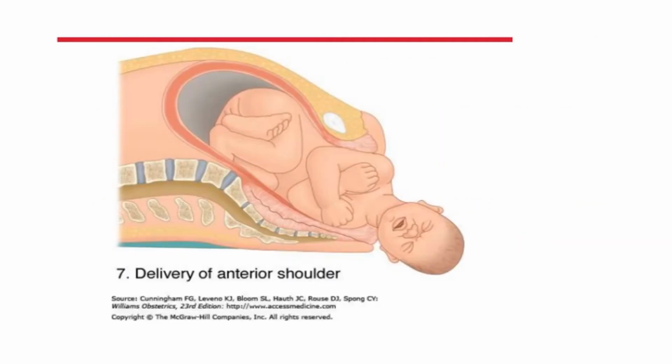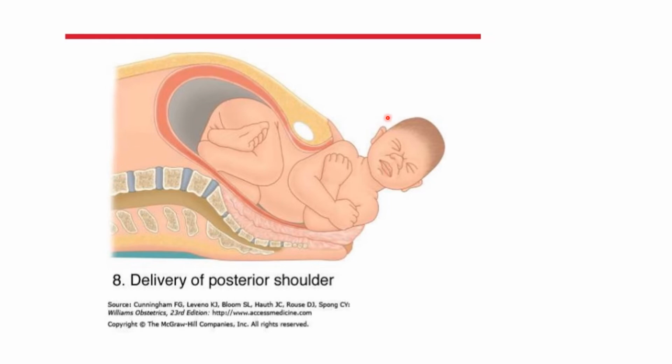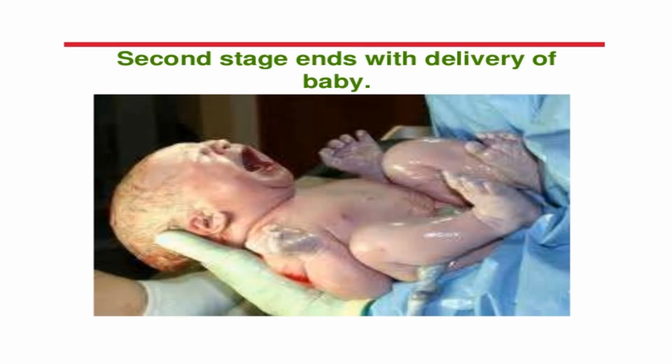See, here you can see the delivery of the shoulder. This is the movement for the delivery of the anterior shoulder. This is the movement which is helping for the delivery of the posterior shoulder. And now the complete delivery, or the second stage, has completed by the delivery of the baby. Once again, for the mechanism, I'm just requesting you to see the demonstration of the mechanism of labor.